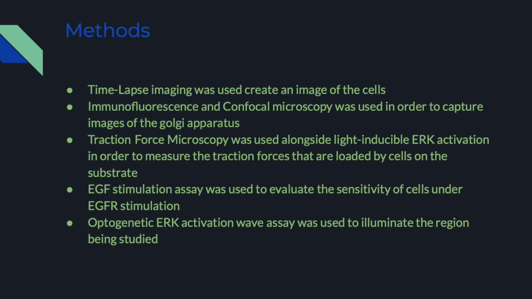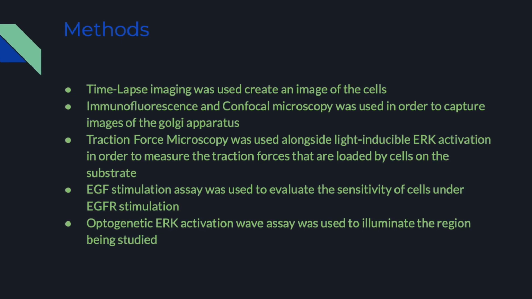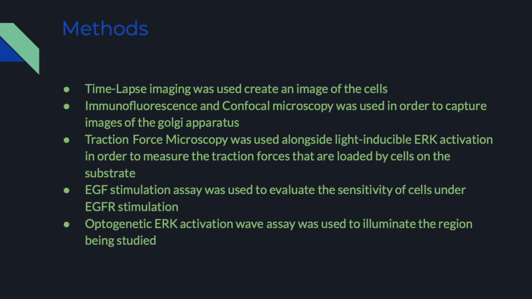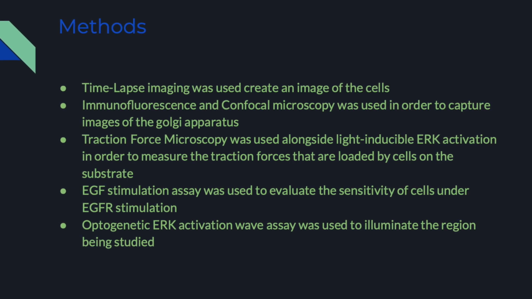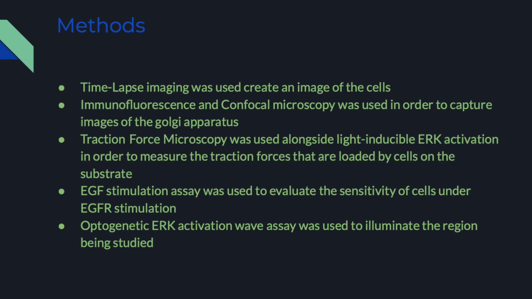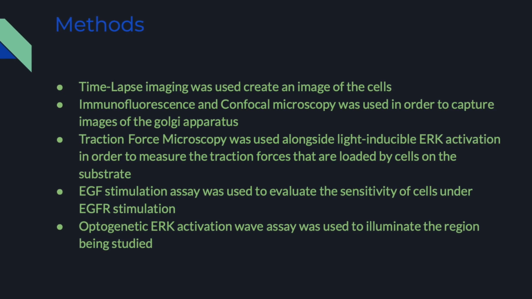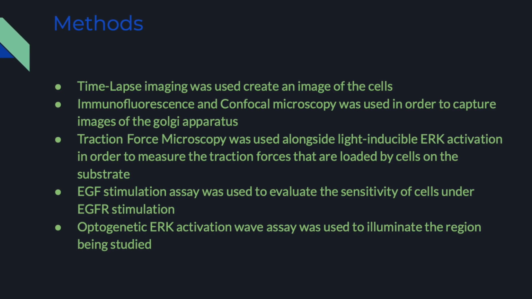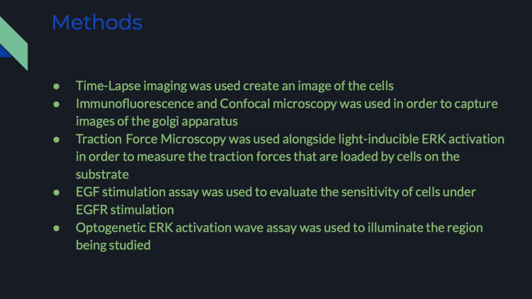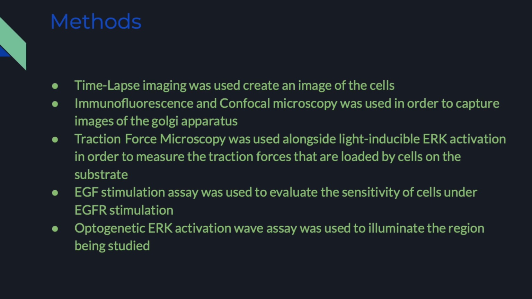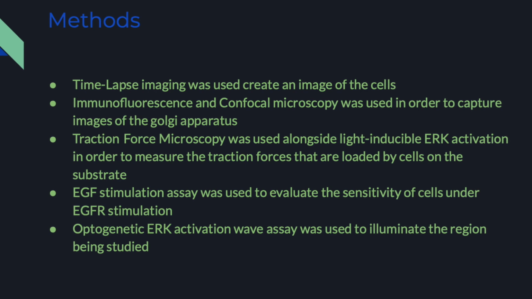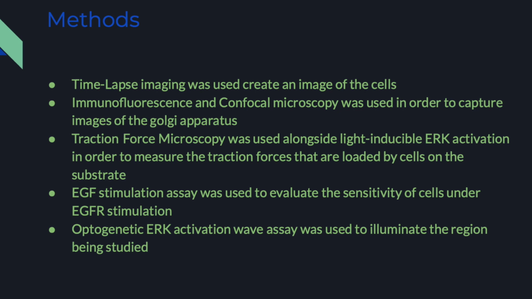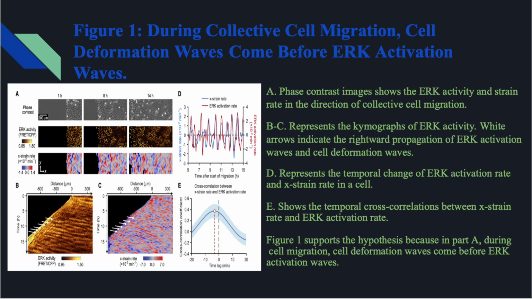EGF stimulation assay is when the WT cells were seeded in a 96-well plate and incubated for 24 hours, and then treated with different levels of EGF. Optogenetic ERK activation wave assay is applied when the migrating MDCK cells were treated with the EGFR inhibitor, which is then used to inhibit ERK activation waves and then measured. Kymography was basically used as a mathematical measurement. So the values were averaged along the y-axis, and an intensity line was added along the x-axis, and then the lines were stacked along the y-axis to create points to help find our values.